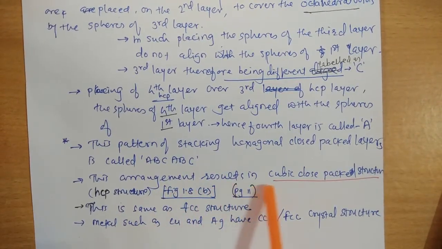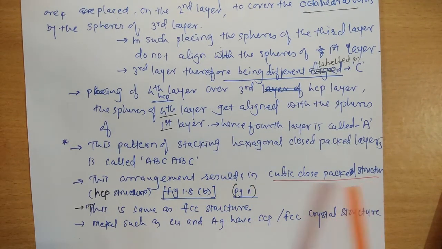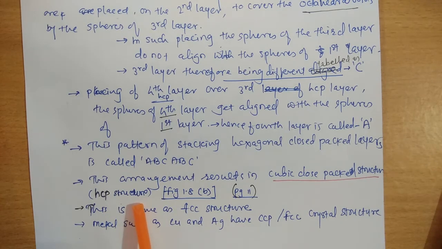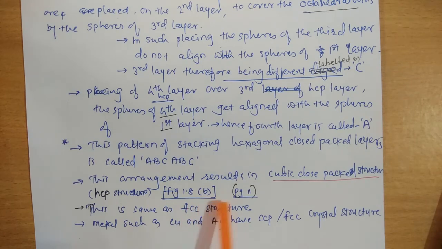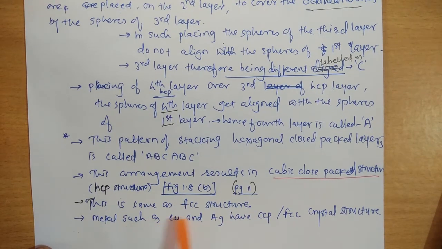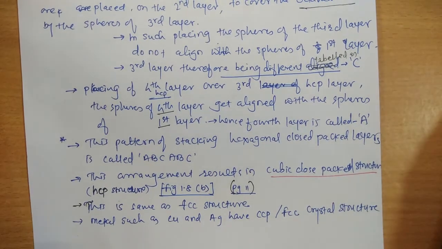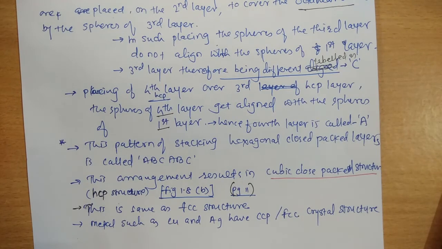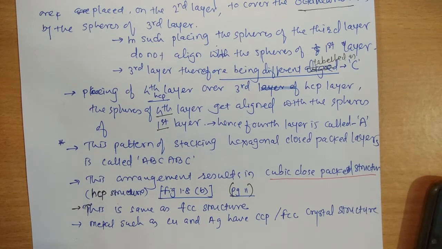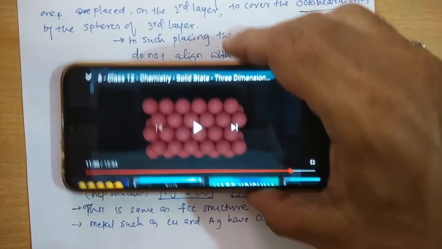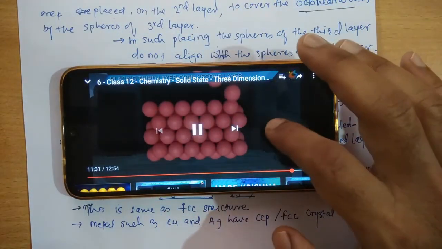Now this arrangement results in cubic closed pack structure, or face centered closed pack structure, figure 1.8b, page number 11. So this is the same as FCC structure. Metals such as copper and silver have CCP, FCC crystal structure. Now how this cubic closed pack structure in three dimensions is formed, let us see the video. The coordination number is also 12. Now see.